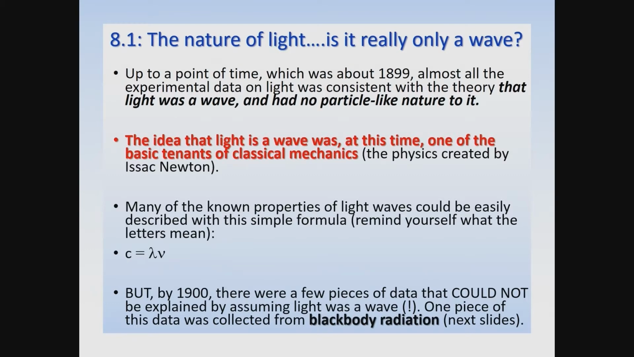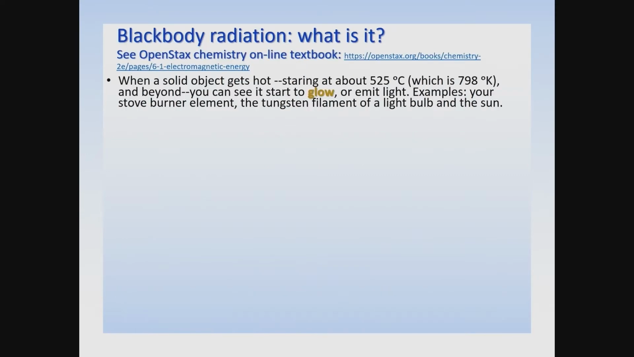One of the pieces of data that could not be explained assuming that light was a wave was something called blackbody radiation. What blackbody radiation is: if you take some kind of material object, it could be a chunk of iron or a chunk of steel or a chunk of coal or something like that, and you heat it up until it is so hot that it glows, then it is said to be emitting blackbody radiation.